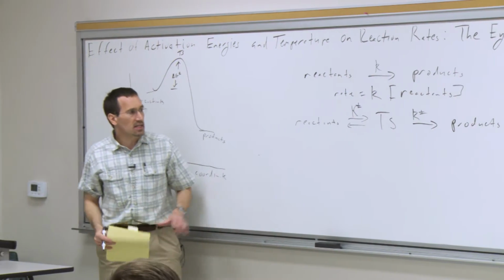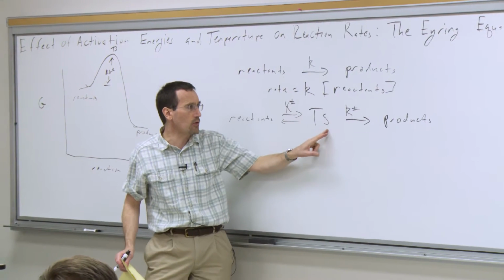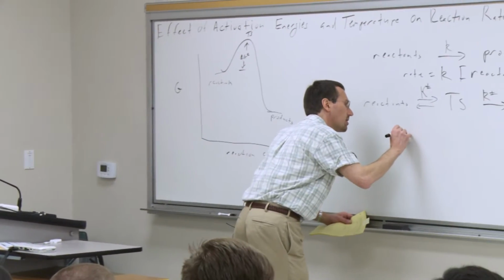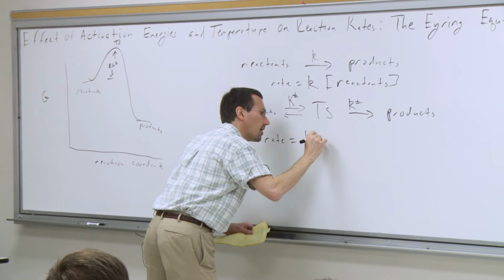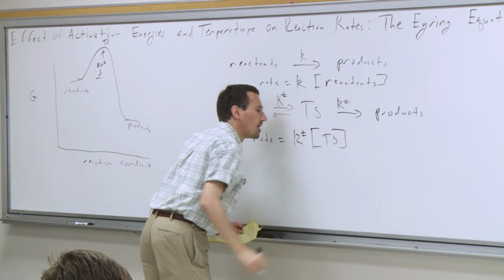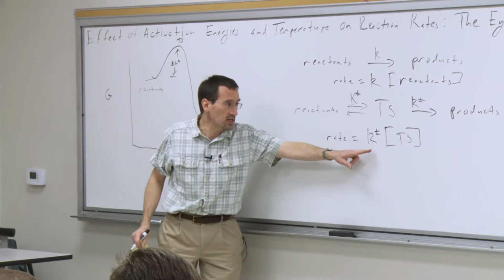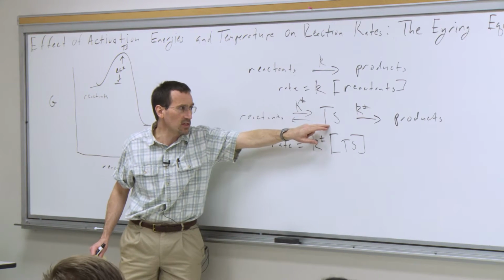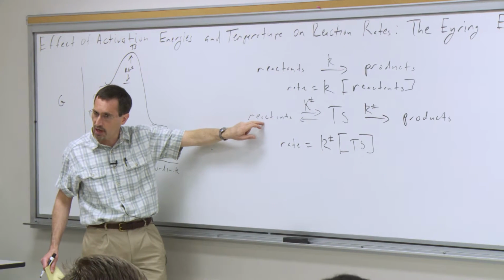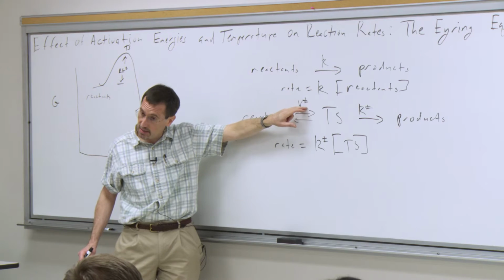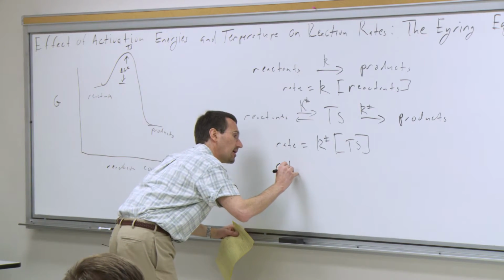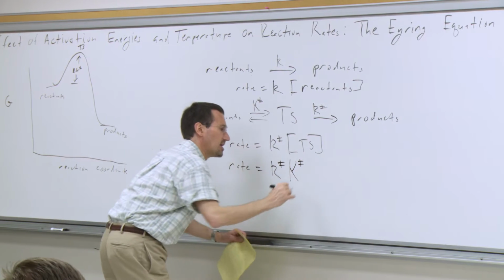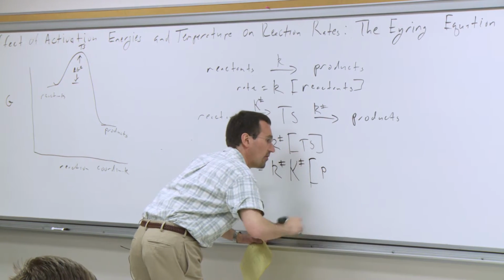If you want to conceptualize things this way, remember for the fundamental step, then we'd say our rate is equal to k double dagger times the concentration of transition state. And of course we don't know what the concentration of transition state is. But if you think of that as an equilibrium, the concentration of transition state divided by the concentration of reactants is equilibrium constant K double dagger. So we get rate equals lowercase k double dagger, capital K double dagger, times concentration of reactants.